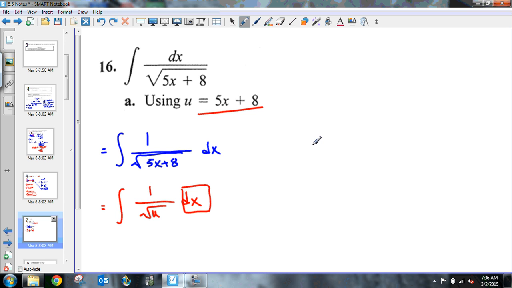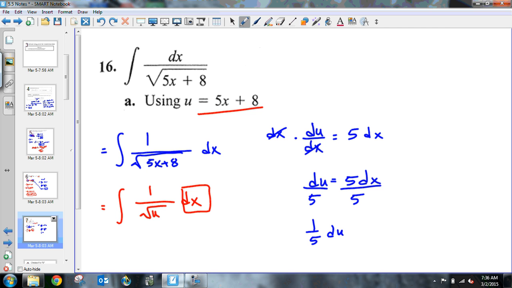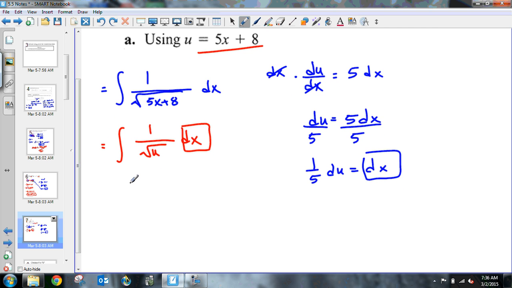What I've got here is du dx is equal to 5. I'm going to multiply both sides by dx. So then I get that du is equal to 5 dx. And then if I divide both sides by 5 here, I end up getting that 1/5 du is equal to dx. My whole objective was to just get dx by itself and get it equal to something in terms of u.